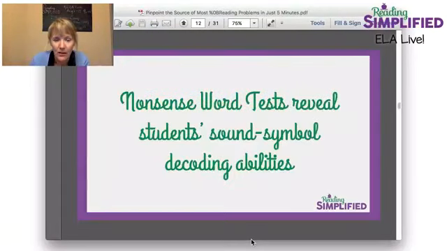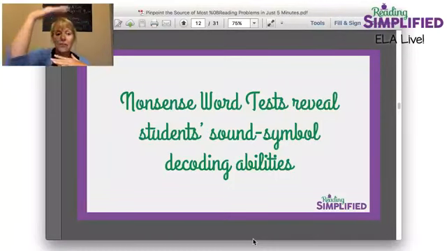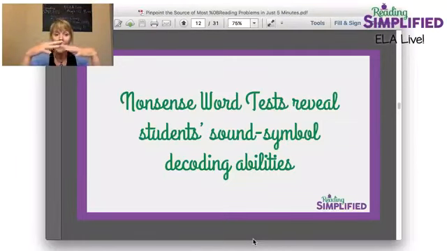That's good to hear. So nonsense word tests reveal the student's sound symbol decoding abilities. Any other test doesn't really get down to their foundational decoding skills, and that skill base or that foundation, whether it's there or whether it's kind of like a sieve, is what everything else in reading is built upon. And when that foundation is weak, then the house is crumbly.